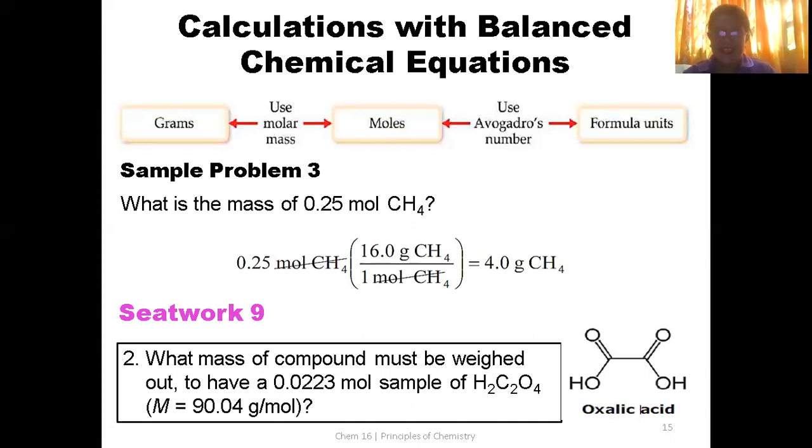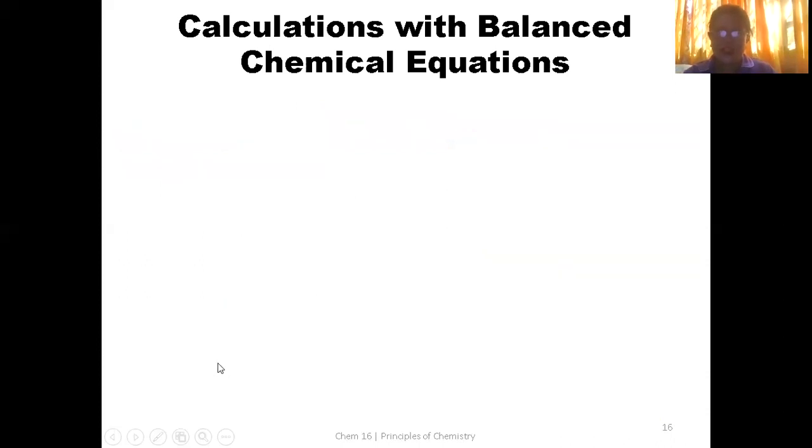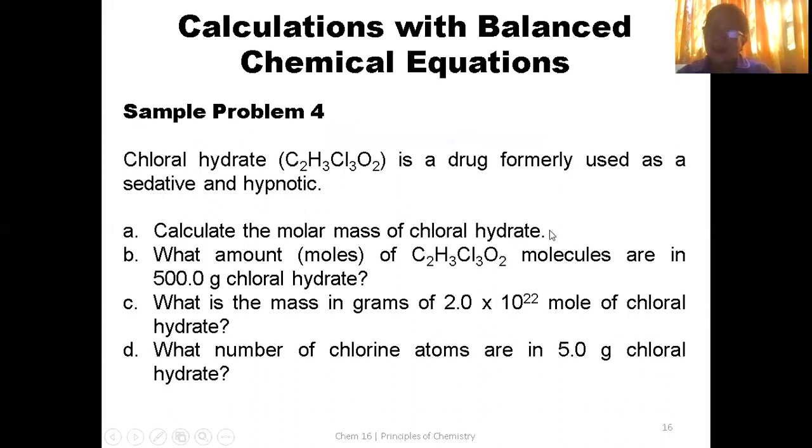But, okay, this is seatwork. But what will happen is if you will be using the balanced equation. For instance, in this sample problem 4, we have chloral hydrate, which has a formula C2H3Cl3O2, which is a drug used as a sedative. Sedative is pang pakatulog, and hypnotic. Hypnotic is hypnotized ka, and afterward, katugo na dayon. Okay. So the first one here is calculate the molar mass of chloral hydrate. So how are you going to calculate the molar mass?